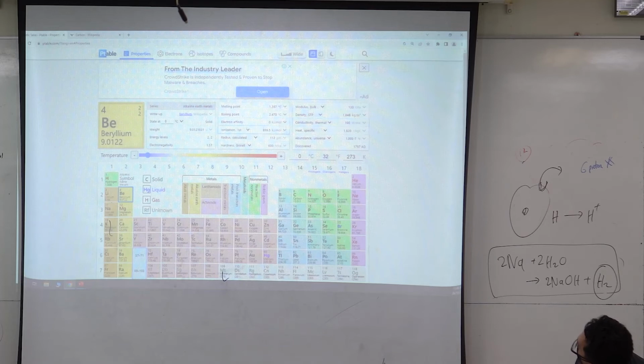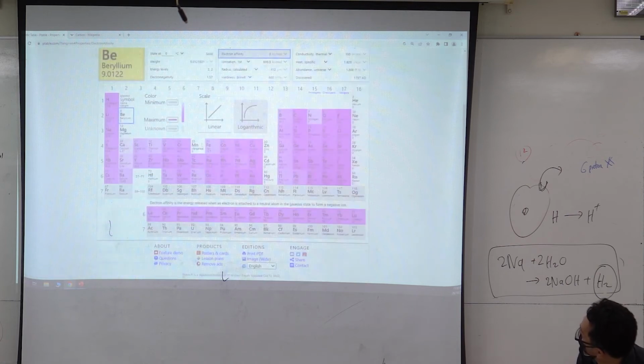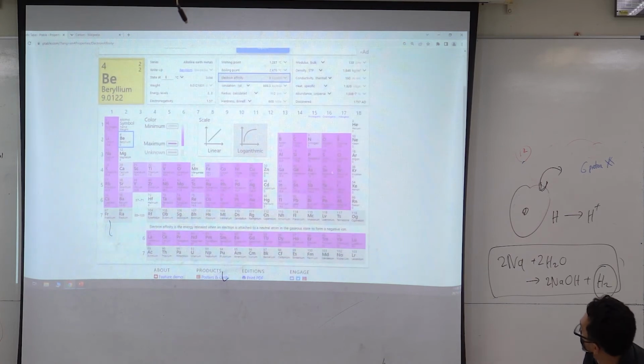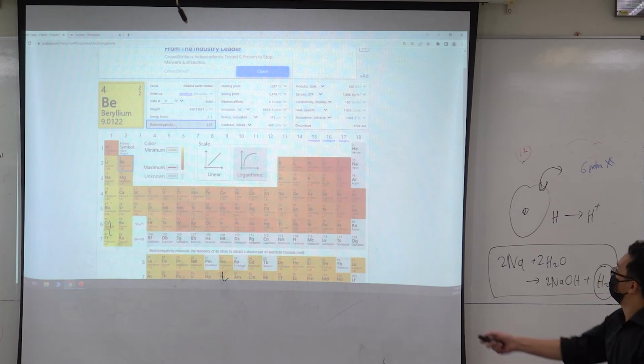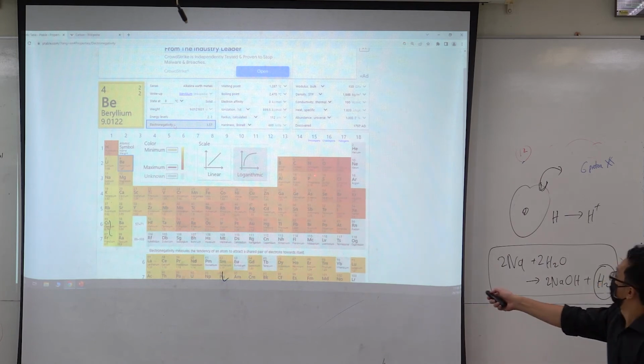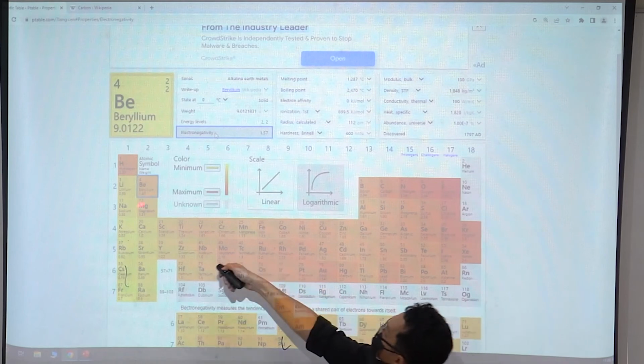So for example, let's say I go to electronegativity, electron affinity, the ability to attract electrons. If I click here, you can see it becomes more electronegative here, more electronegative over here, and so on. Electron affinity. Okay. And this is electron affinity. You can see it goes from bottom to top. You can see the numbers here.